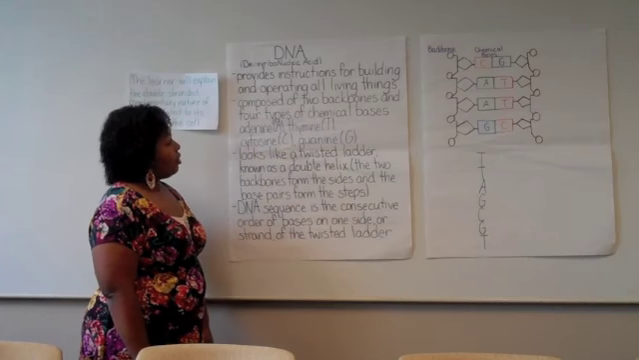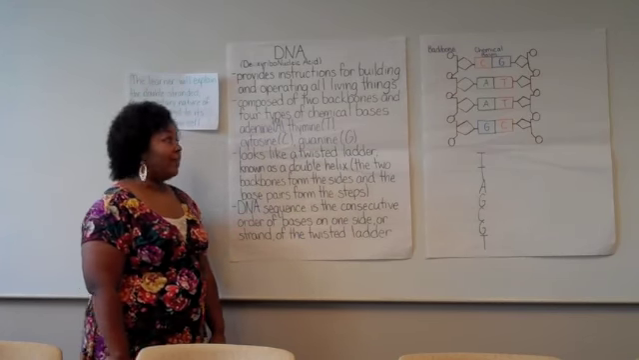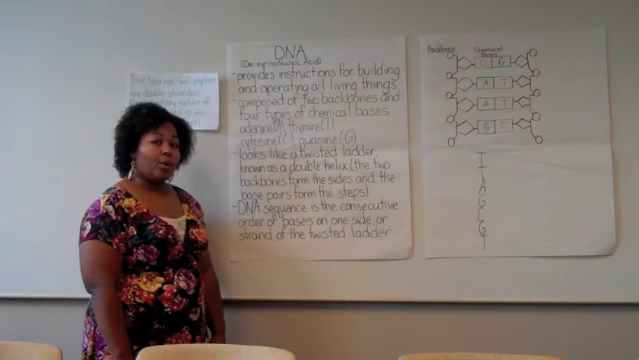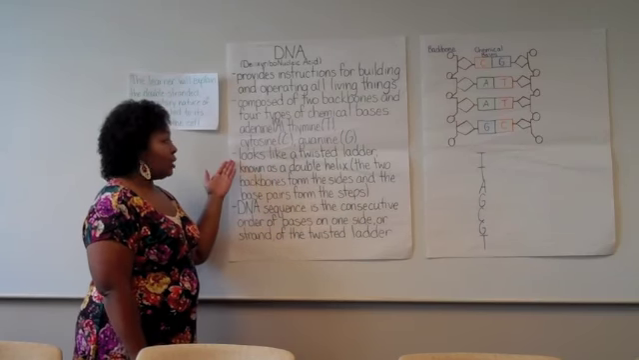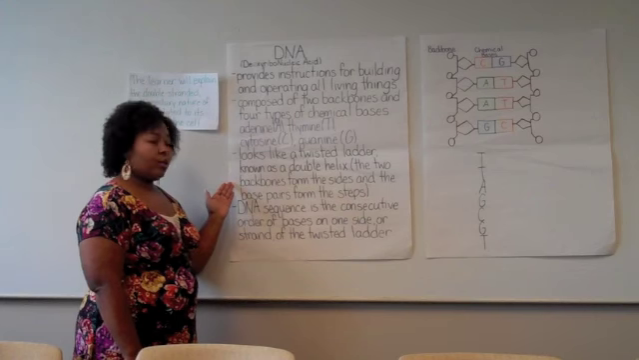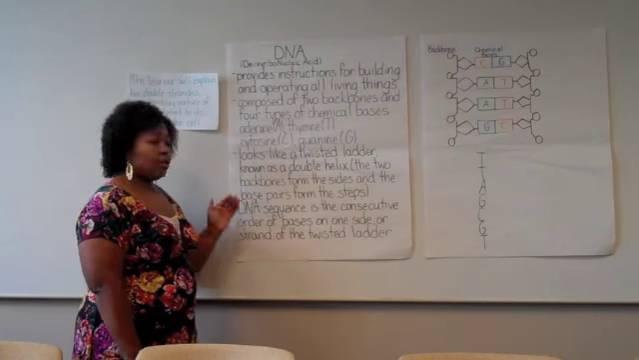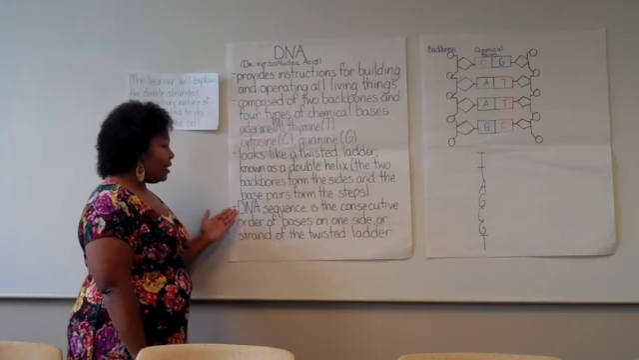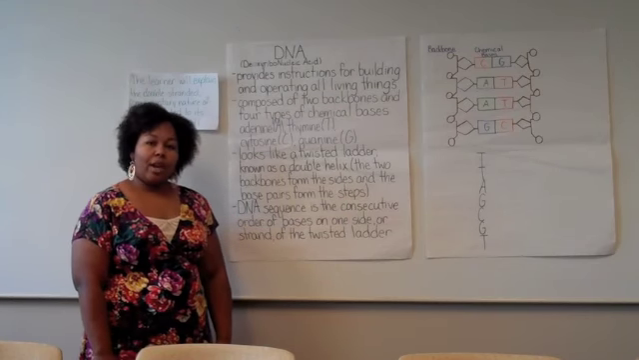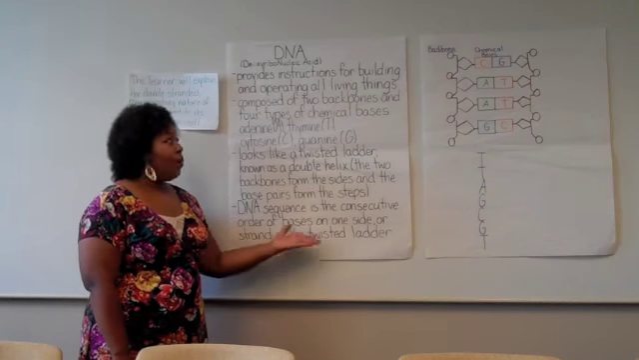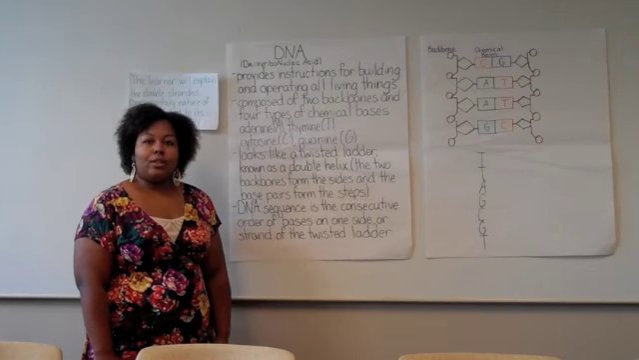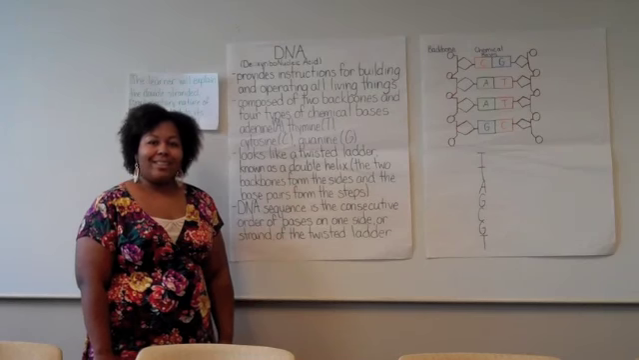DNA provides instructions for building and operating all living things. It's composed of 2 backbones and 4 types of chemical bases. It looks like a twisted ladder known as a double helix. The 2 backbones form the sides and the base pairs form the stems. DNA sequence is the consecutive order of bases on one side or strand of the twisted ladder. And remember, we had talked about this yesterday. So today, we're actually going to build an example of DNA.